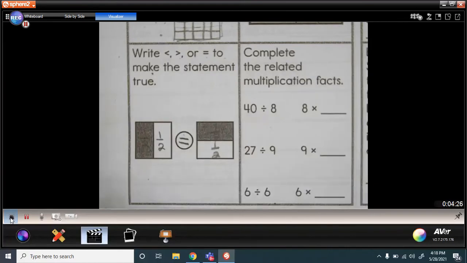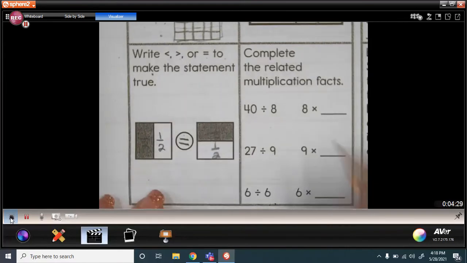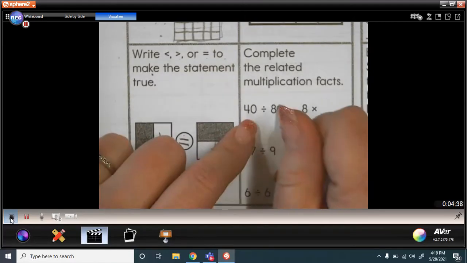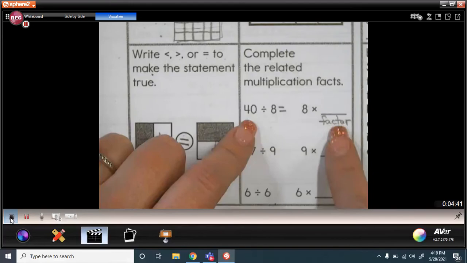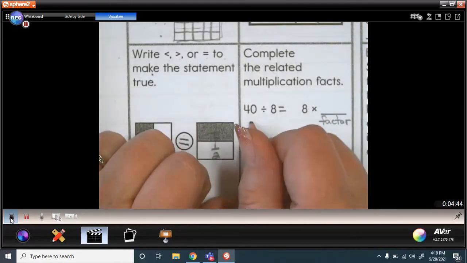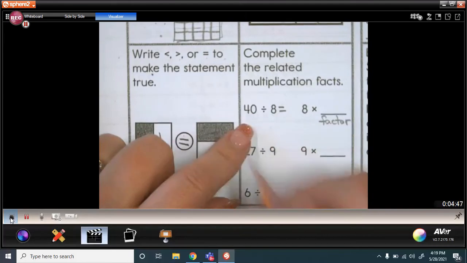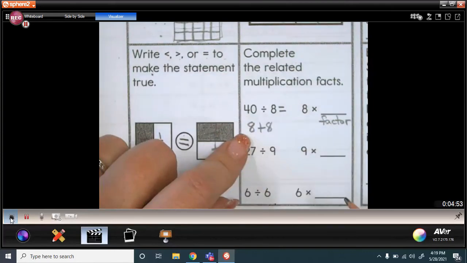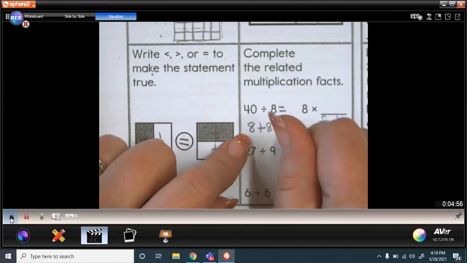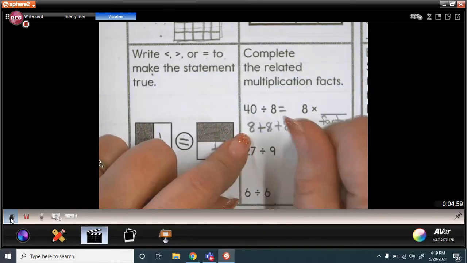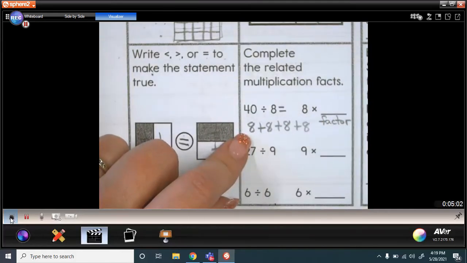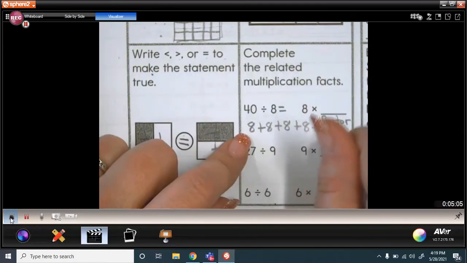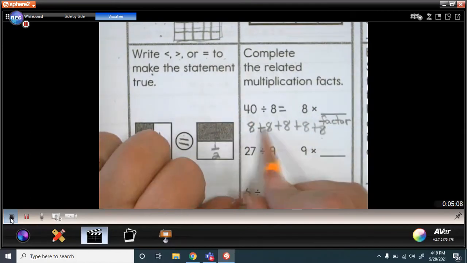And the next problem is find the missing factor. So these are called factors in our multiplication sentence. And we can use what we know about our division fact to help us find our missing factor. So how many groups of 8 would I need to make 40? Well, if I add 8 plus another 8 is 16, plus another 8 is 24, plus another 8 is 32, and finally one more 8 is 40. So 1, 2, 3, 4, 5.